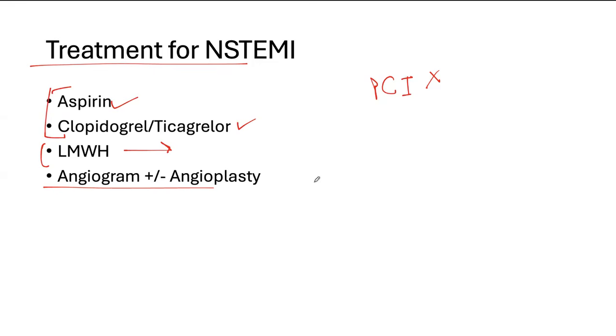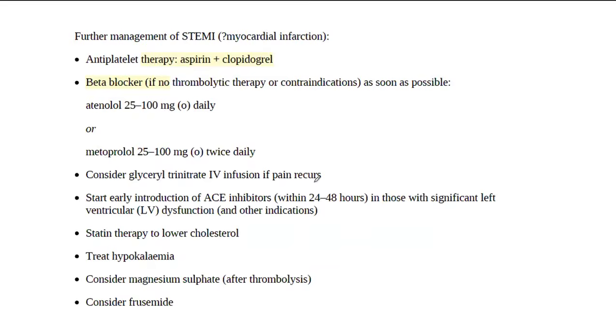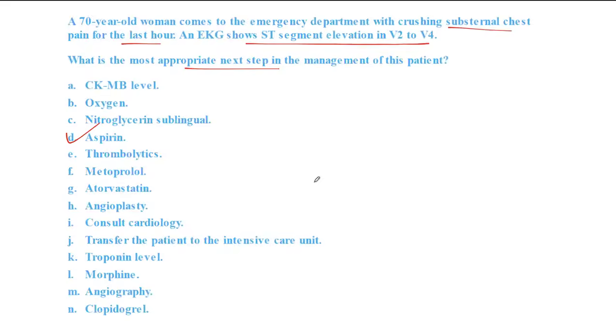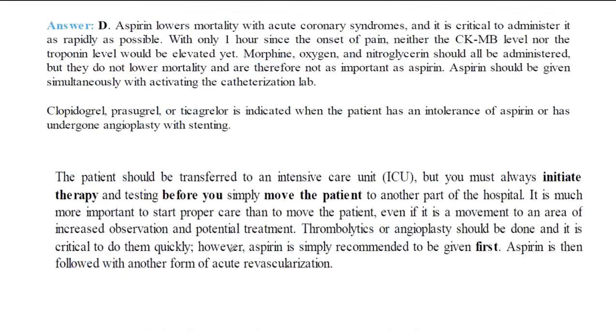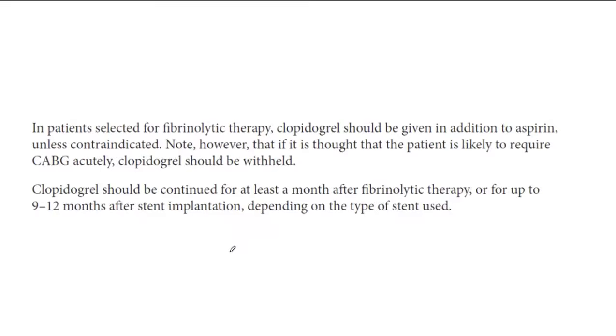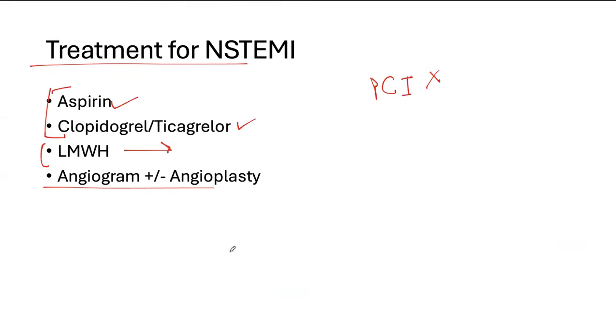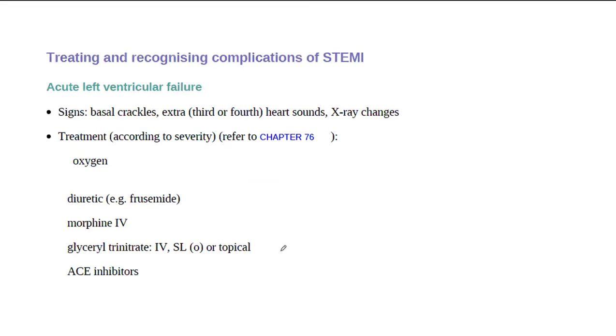ST elevated AMI also gets enoxaparin. That's what we discussed in the flowchart. In the flowchart for ST elevated AMI, along with the PCI, we go for dual antiplatelet and also the parenteral anticoagulant. That parenteral anticoagulant is heparin, enoxaparin, those things. So that's all the treatment for ST elevated AMI and non-ST elevated AMI.